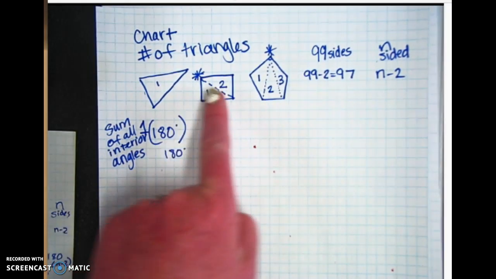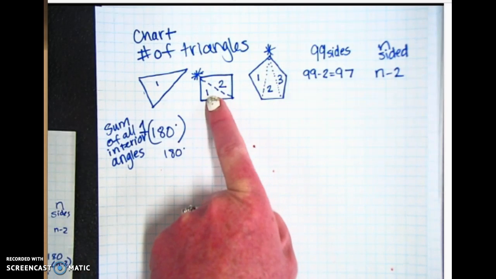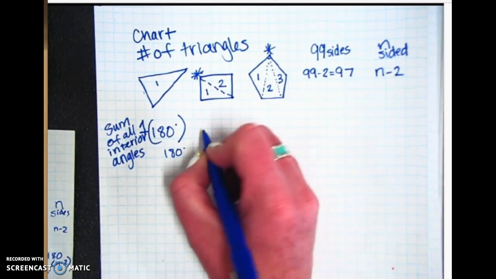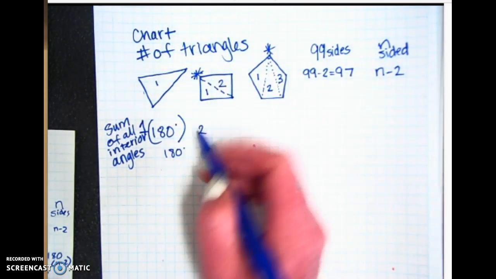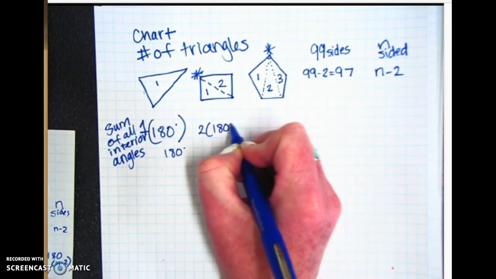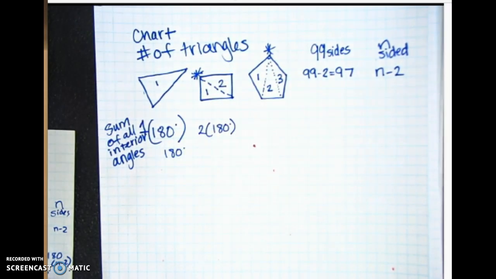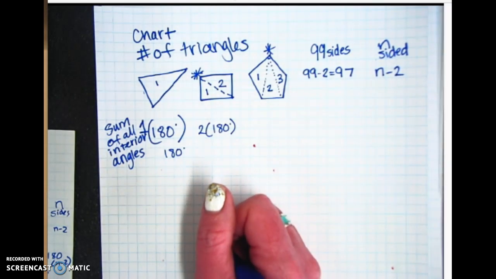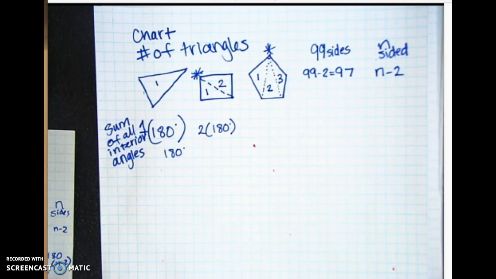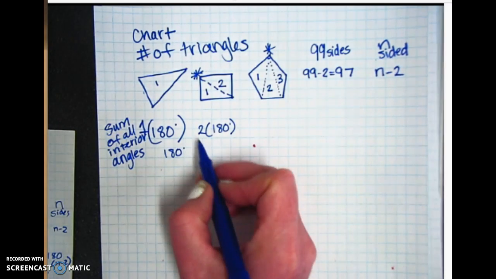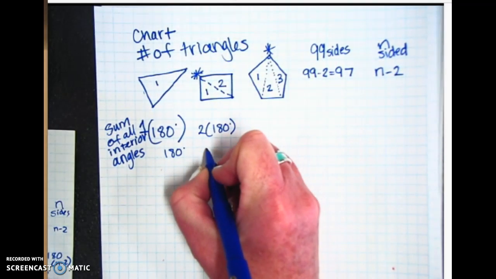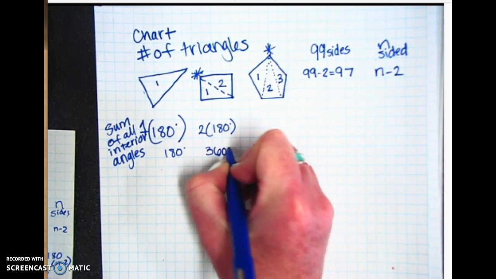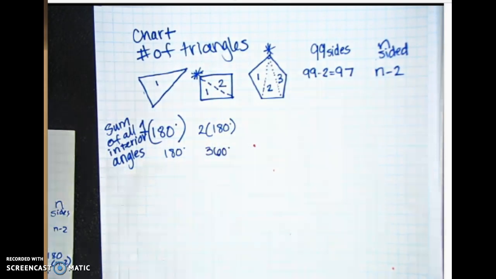Now let's look at a quadrilateral. How many triangles did we create here? 2. So we're going to say 2 times 180. And we get how many degrees? You guys can definitely see that you're going to need a calculator for this, right? So if you take 2 and you multiply it by 180, you get 360 degrees.